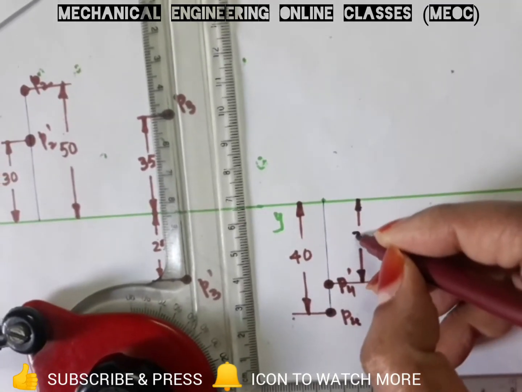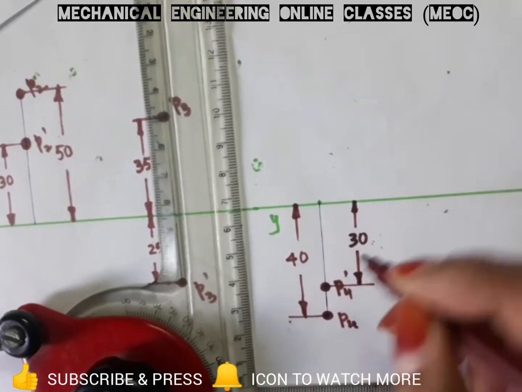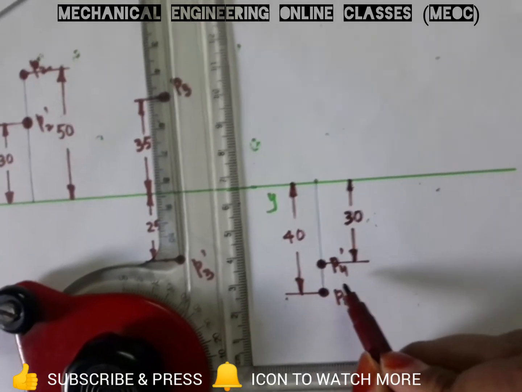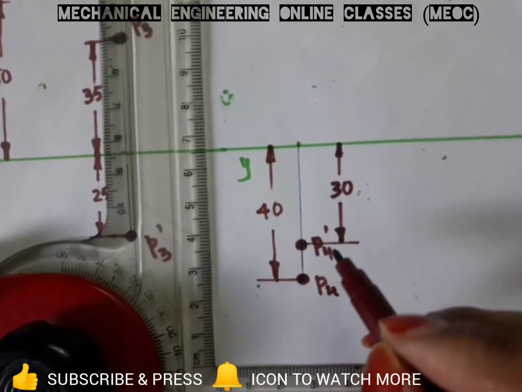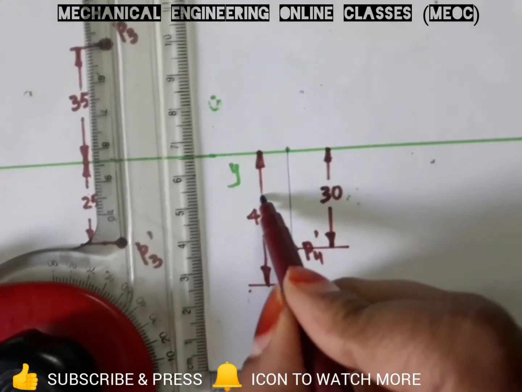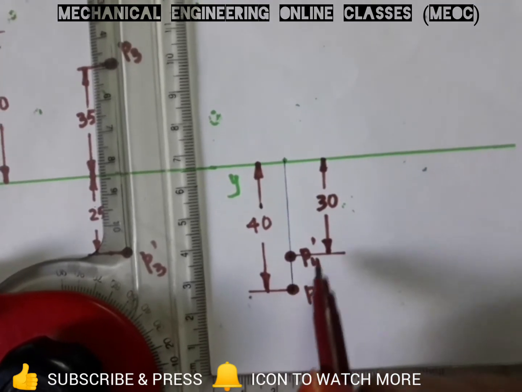Draw the arrowheads in a 1:3 ratio. Never mention this particular gap, that is 10 mm, because 10 mm has no significance with the question. That 10 mm is not mentioned anywhere, 40 is mentioned, so I have to draw 40 only. Don't mention this 10.